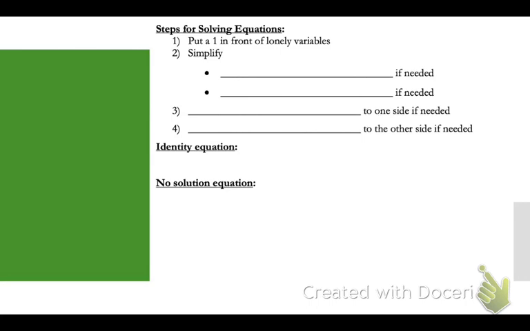Then you're going to simplify. You're going to look if there are any parentheses and anything you need to distribute, a multiplier across those parentheses, you'll do that. Then you're going to look and see if you have any terms you can combine, so you're going to combine like terms. Then for step number 3, you're going to move the variables to one side of the equal sign, and then you will move your numbers, sometimes we call those constants, to the other side.